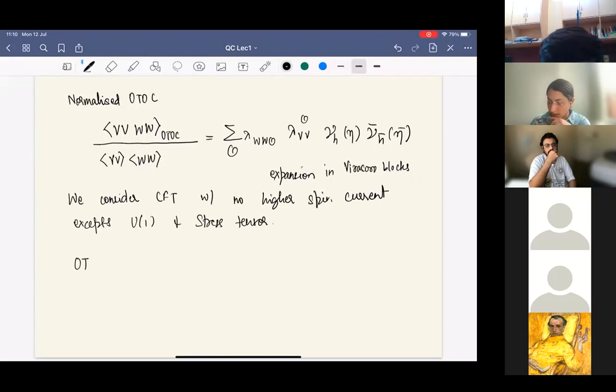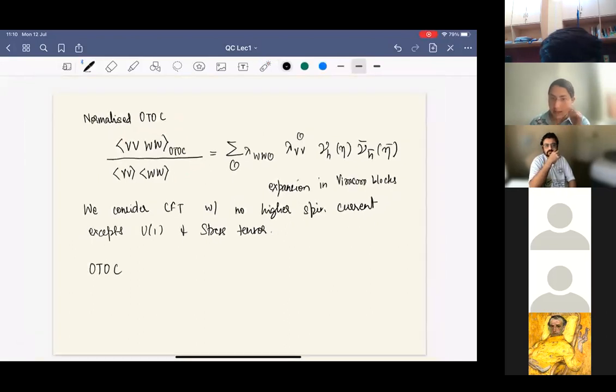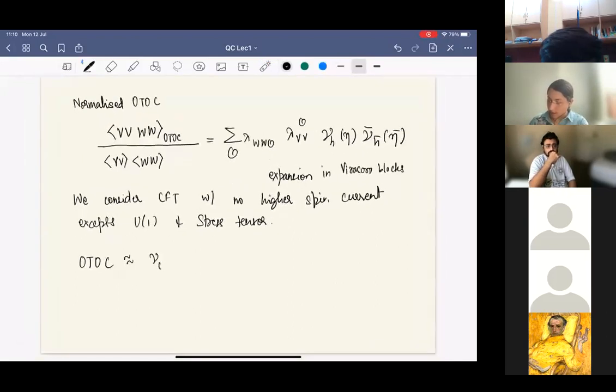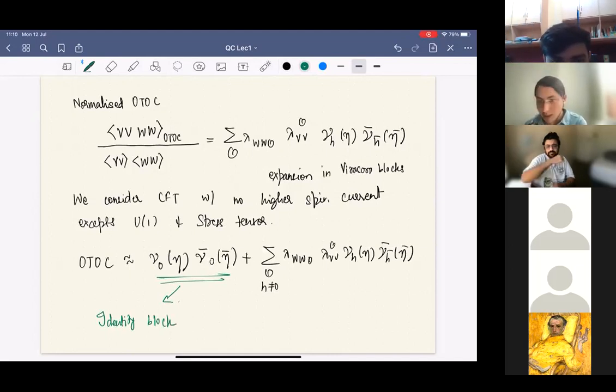So then let me just denote this entire combination to be just the OTOC. And that is, I'll separate out the identity block from the rest of the sum. Now this identity block contains contributions from the identity and all its descendants, including the stress tensor.